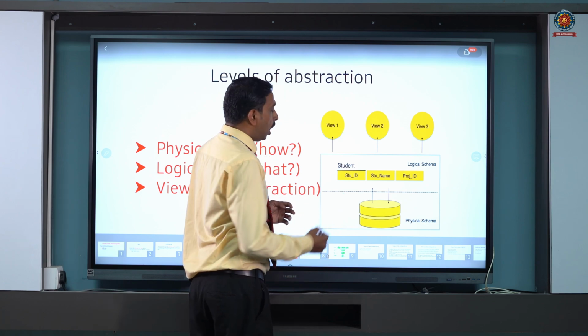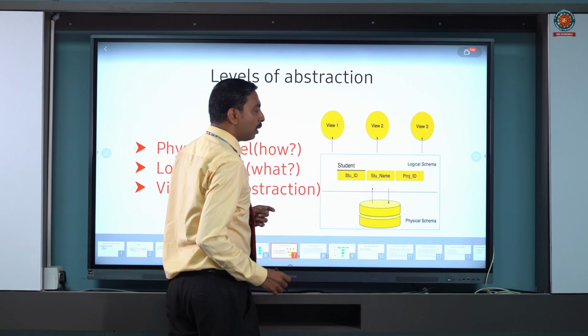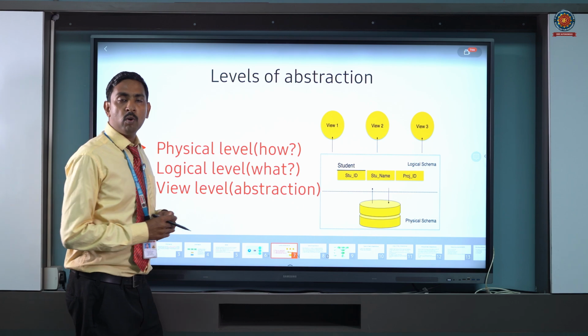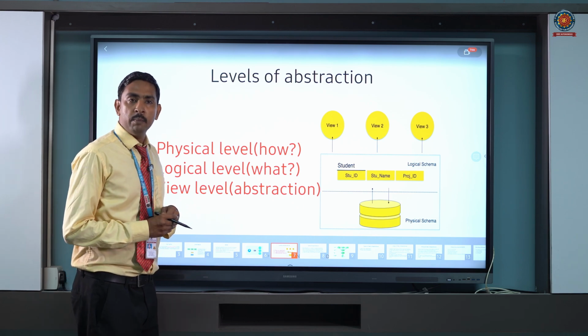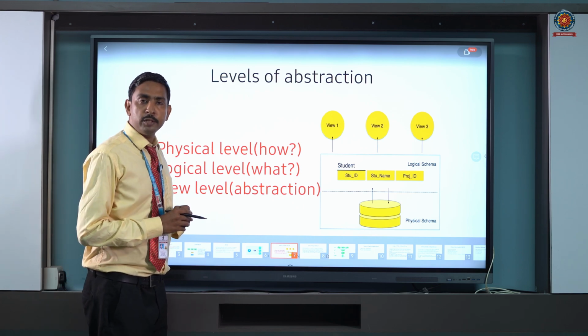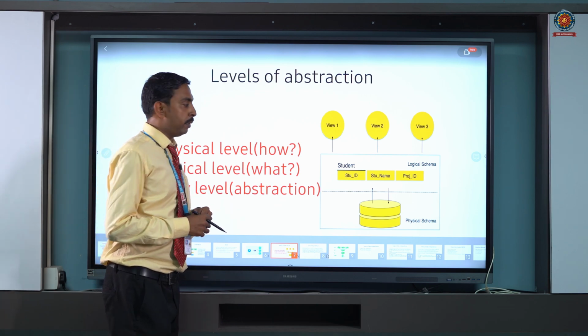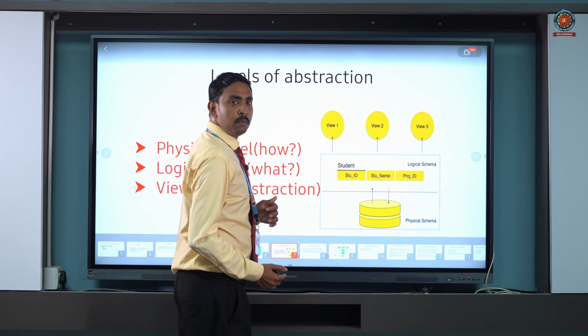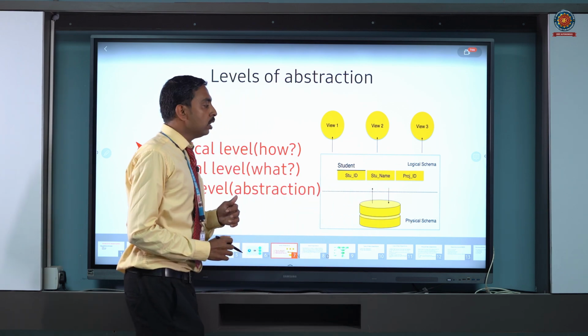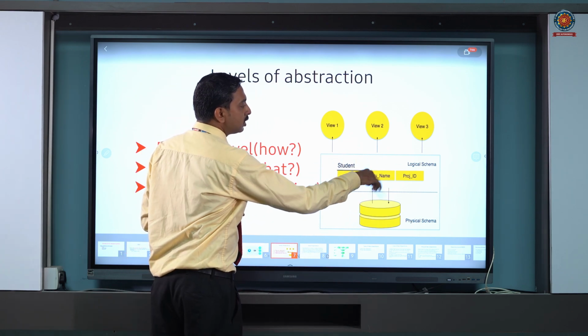Next is the logical schema. For example, I want to know a student's details. For that, I am giving the name Student. Its attributes are student ID, student name, and project ID. So this is the logical schema.